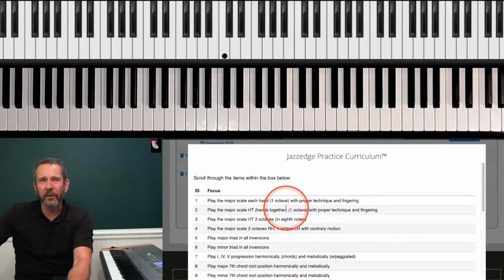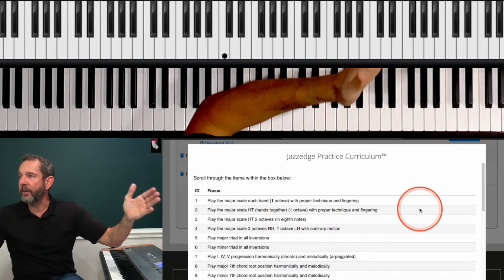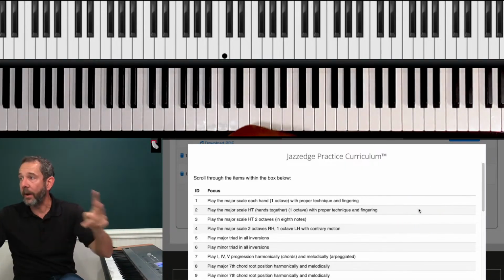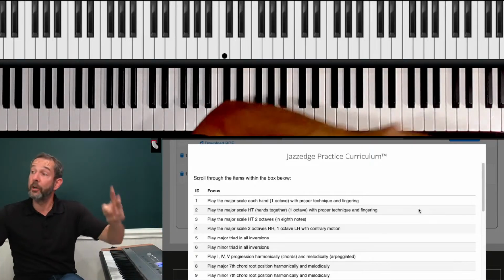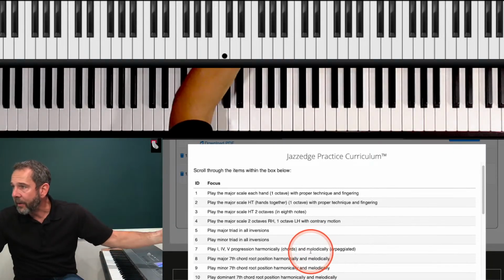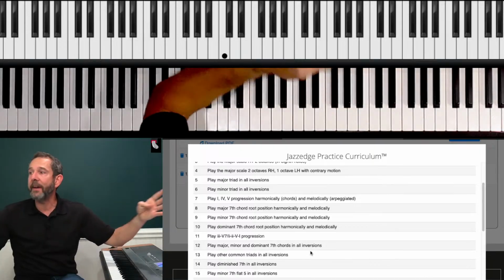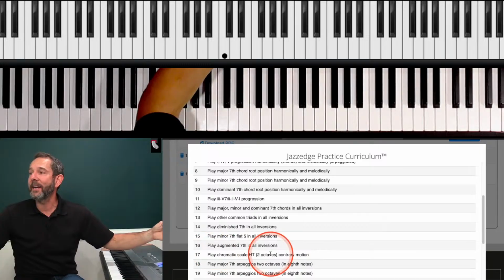I know it's hard to read, but let me just read some of this to you. Number 1, play the major scale, each hand, 1 octave with proper technique and fingering. Number 2, play the major scale hands together, 1 octave with proper technique and fingering. Number 3, play the major scale hands together 2 octaves in eighth notes. Let's keep going here. Number 11, play 3-6-2-5-1 progression. Number 15, play minor 7 flat 5 in all inversions. Number 17, play chromatic scale hands together.